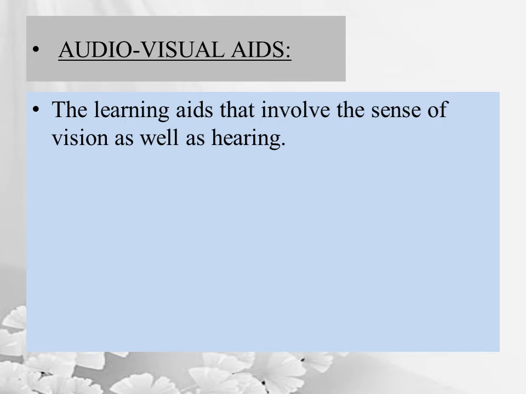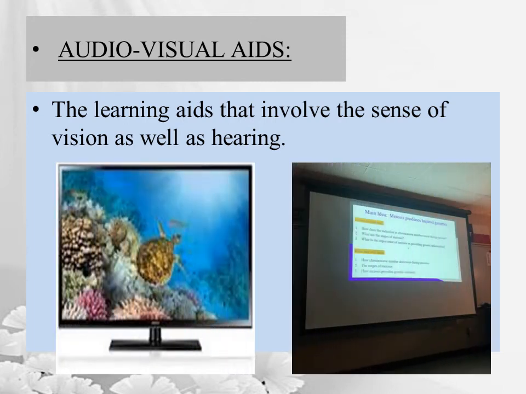These aids engage both the learner's ears and eyes. The students can see and listen at the same time. Hence, they make the teaching learning process lively and more effective. The greatest advantage of this is that they are the closest representation of reality. Television, projectors, motion pictures, video cassettes, film strips are some few examples of audiovisual aids.